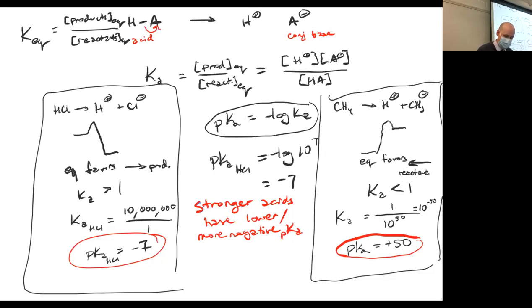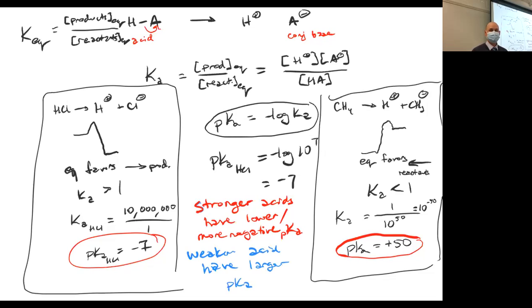acid. So weaker acids have larger pKa values. All right, so they're going to be much more positive. Most of our pKa's are going to be positive. These are the most positive of all. All right, questions on any of that?